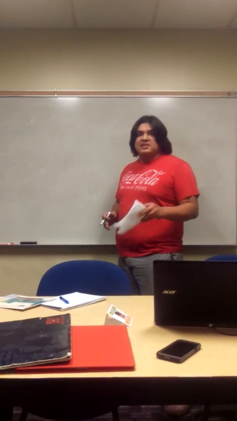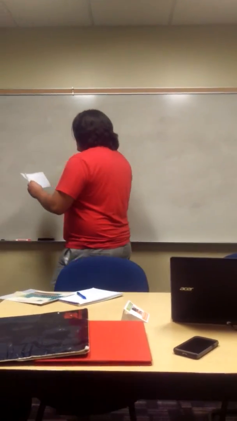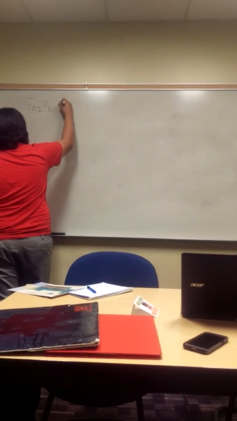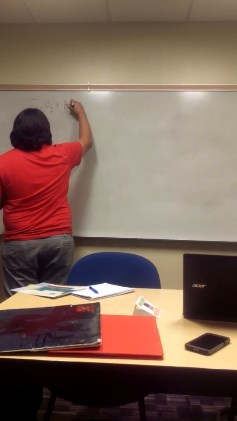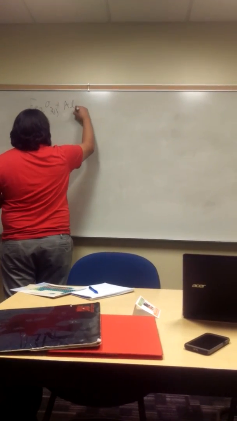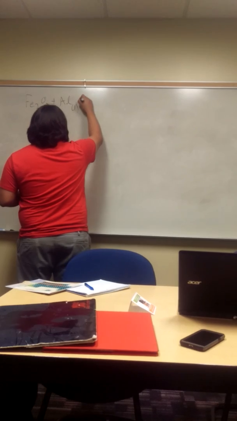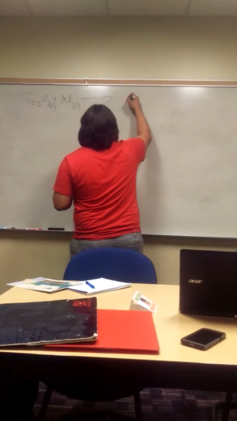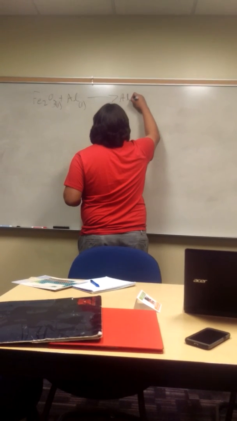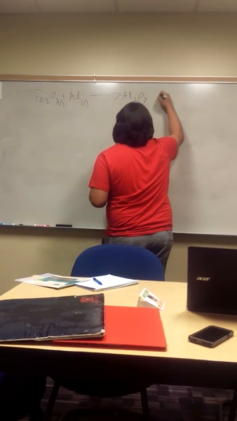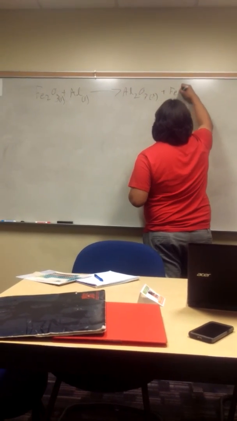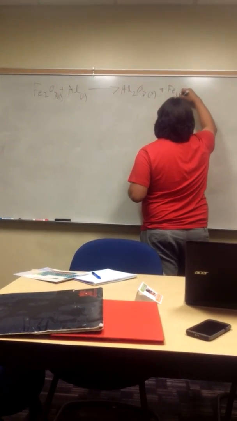Right, so our next problem is iron oxide reacting with aluminum. So we have Fe2O3 plus aluminum, and these are both in liquid state. And that reacts into aluminum oxide in solid state plus iron, and it remains in its liquid state.